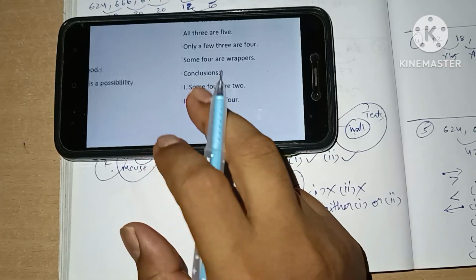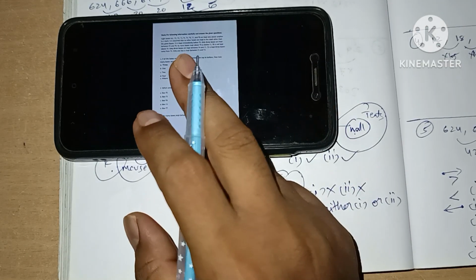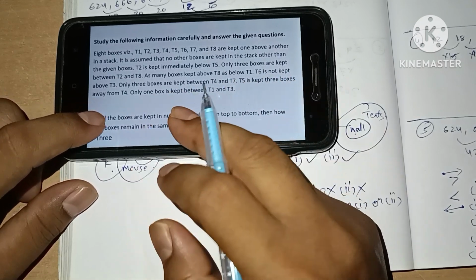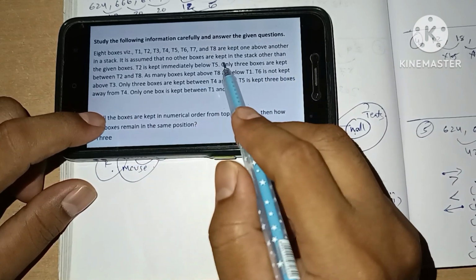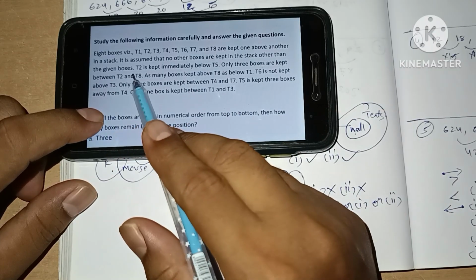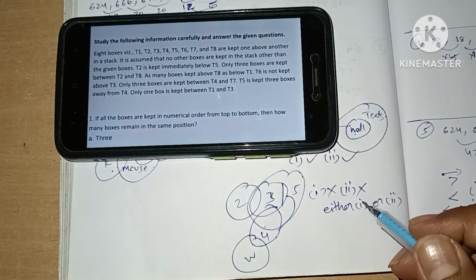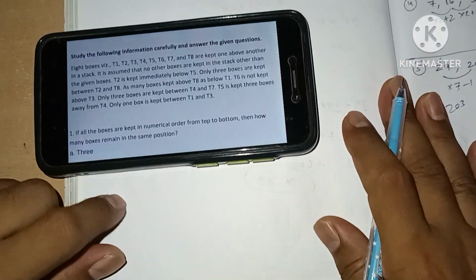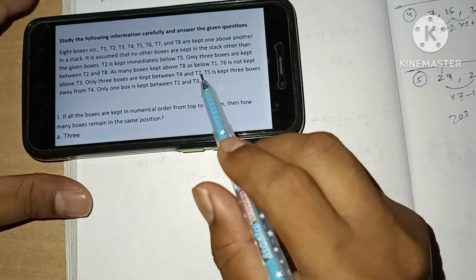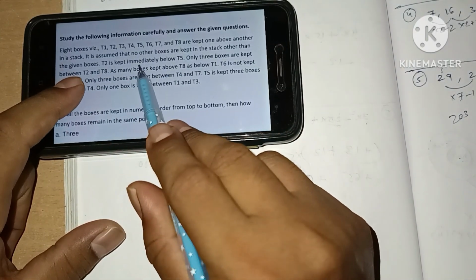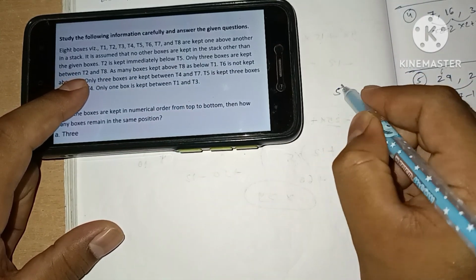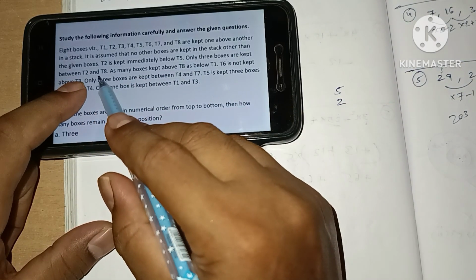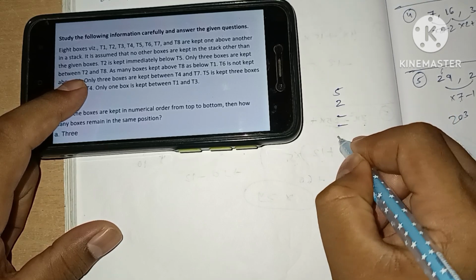Now we are going to see a reasoning puzzle. 8 boxes are kept one above another in a stack. It is assumed that no other boxes are kept in a stack other than the given boxes. So a boxes-in-a-stack puzzle is given here. Let's note the rough statements. Given that T2 is kept immediately below T5. So immediately below 5 is 2. Only 3 boxes are kept between 2 and 8. So 2, 1, 3, 8.